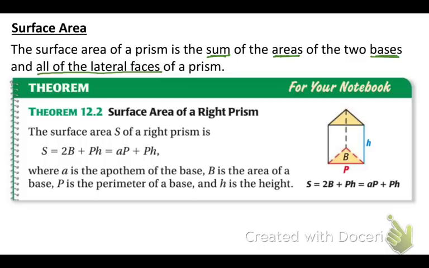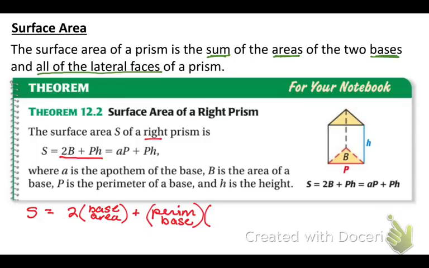As always, there is a theorem that gives you 2 ways to calculate the surface area of a prism. This is called a right prism because the angles between the lateral faces and the sides of the bases are right angles. There are prisms that aren't that way, but we won't be working with those. So let's look at this first way. The surface area is equal to 2 times the area of the base plus the perimeter of the base times the height.